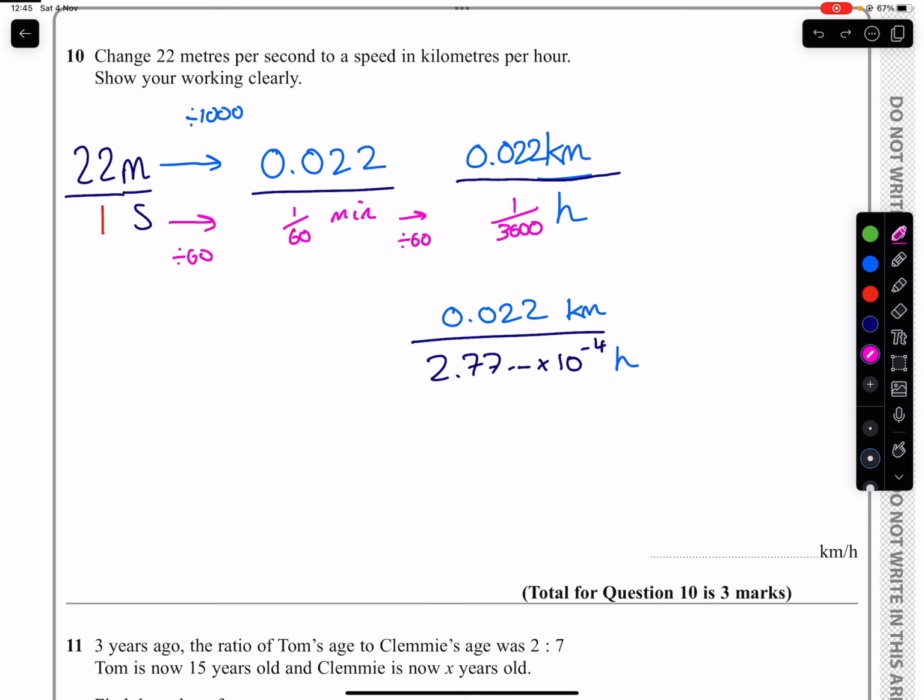What we then do next is we do the actual division. We divide that 0.022 by 1/3600, which will give us a final answer of 79.2. And this kilometers over hours, it basically becomes our units. So 79.2 kilometers per hour is our answer. Done.